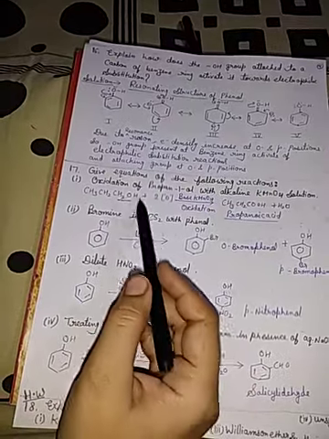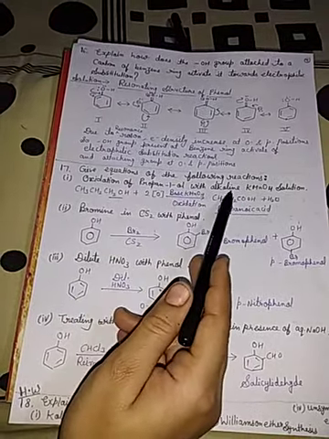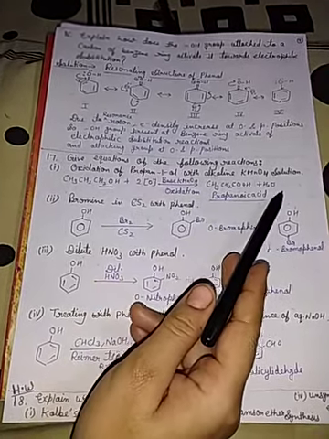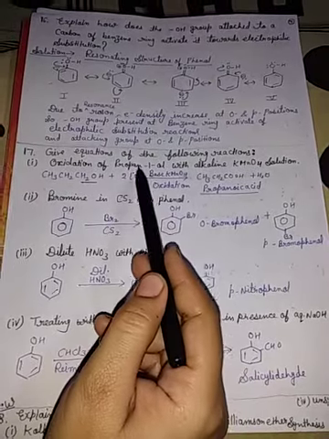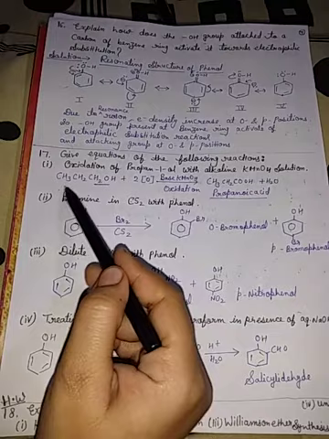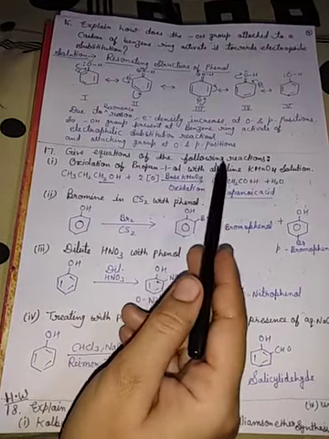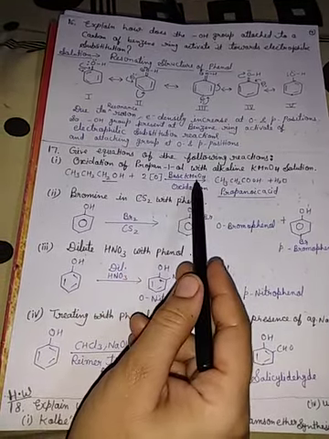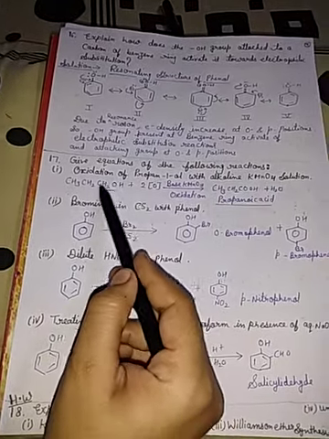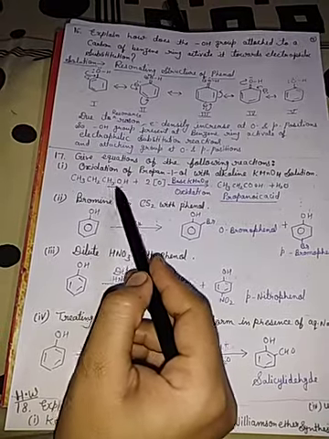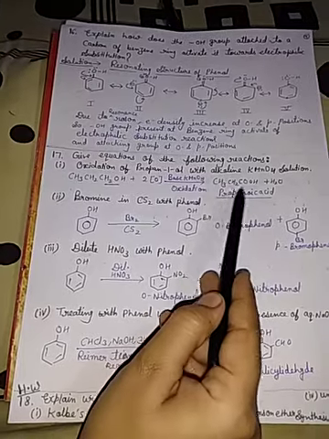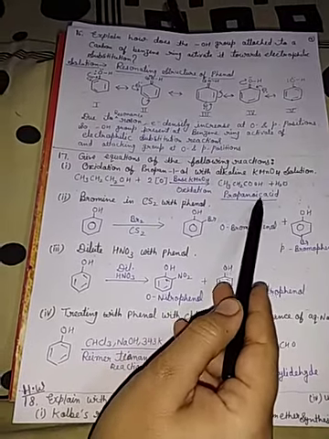Next question is the 17th. Give the equation of the following reactions. First is oxidation of propan-1-ol with alkaline KMnO4 solution. We take propan-1-ol, CH3CH2CH2OH. Oxidation by alkaline KMnO4, which means a base. So two oxygens attach and water is eliminated, so COOH forms. H2 is eliminated, and the product is propanoic acid.